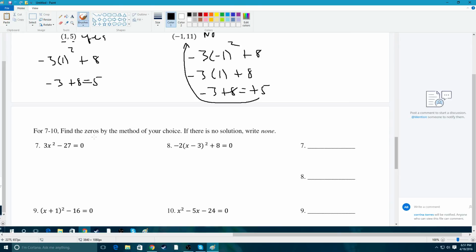Okay, find the zeros. So for number 7, we add 27 to both sides. So we get 3x squared equals 27. I'm going to divide both sides by 3. I get x squared equals 9. And I square root both sides, and I get x equals positive 3 or negative 3.